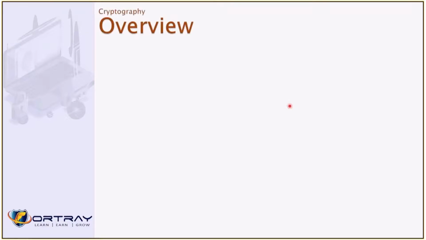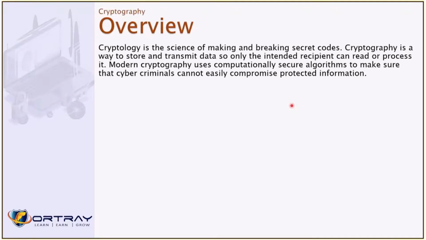Cryptography is a science, and this is a very huge topic actually. People do PhDs and so many things in cryptography. It's the science of making and breaking secret code, encrypting and decrypting. Cryptography is a way to store and transmit data so only the intended recipient can read or process it. Modern cryptography uses computationally secure algorithms to make sure that cyber criminals cannot easily access the information.